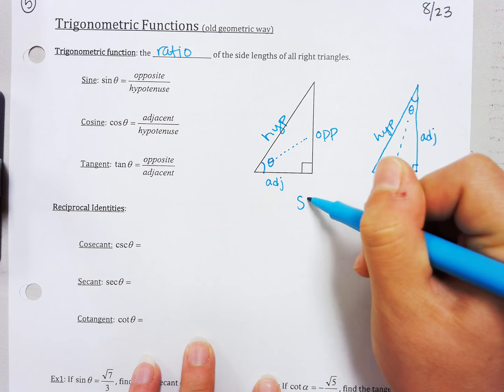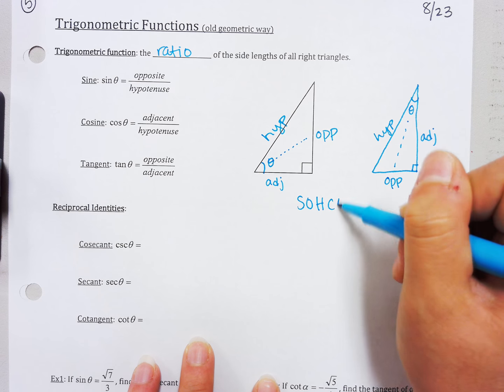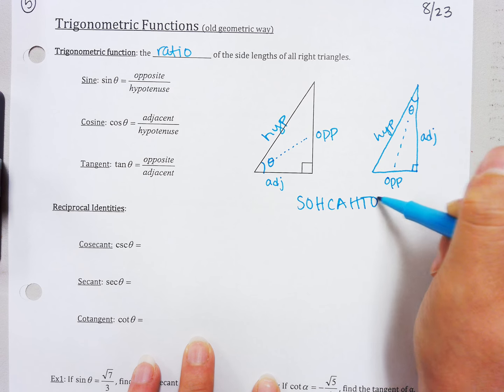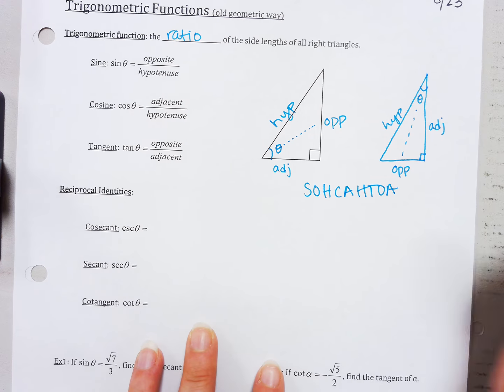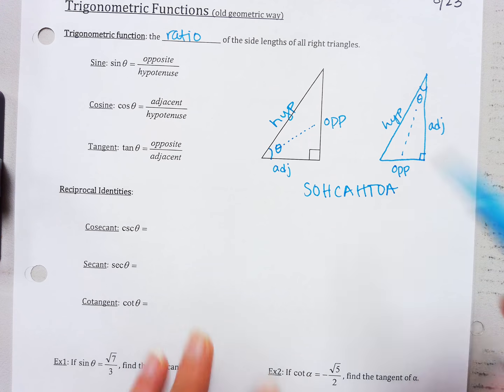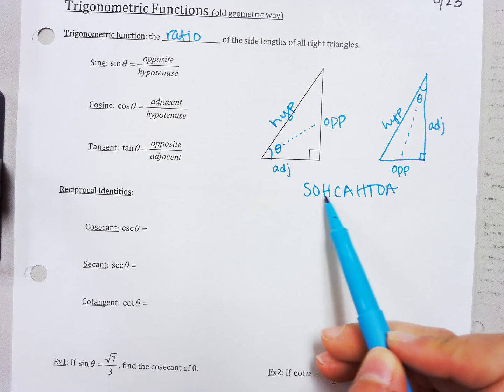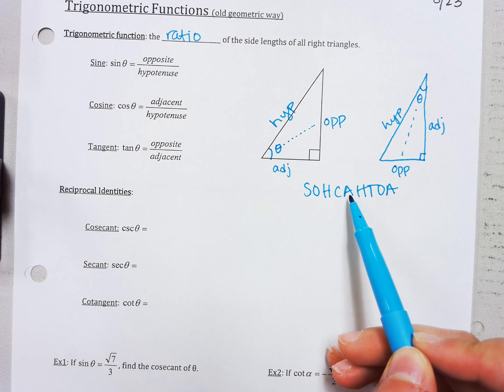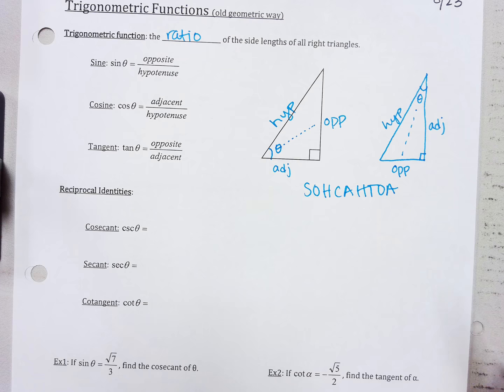There's a mnemonic device that might help you remember. Probably remember it. SOHCAHTOA. It represents all of the different ratios that we're looking at. So sine is opposite over hypotenuse, cosine is adjacent over hypotenuse, and tangent is opposite over adjacent.